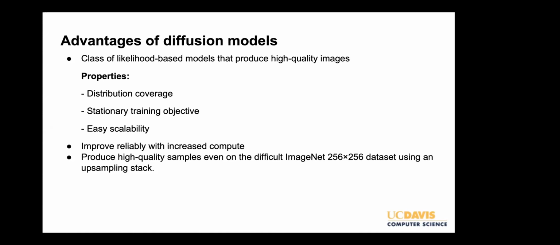While GANs hold the state of the art, the drawbacks make them difficult to scale and apply to new domains. As a result, much work has been done to achieve GAN-like sample quality with likelihood-based models. While these models capture much more diversity and are typically easier to scale and train than GANs, the autoregressive models still fall short in terms of visual sample quality. Diffusion models improve reliability with increased compute and can produce high quality samples even on the most difficult ImageNet dataset using the upsampling stack.